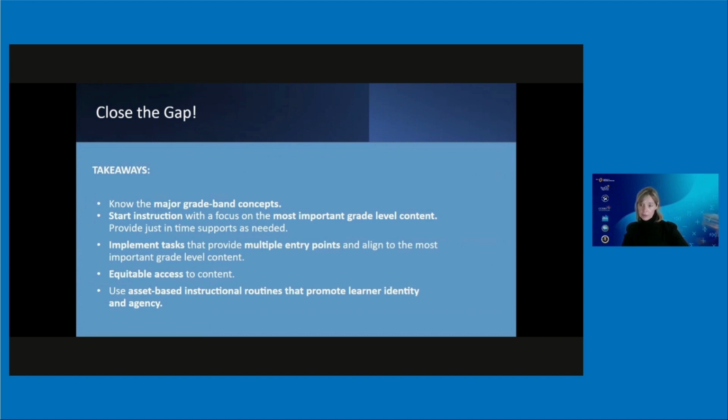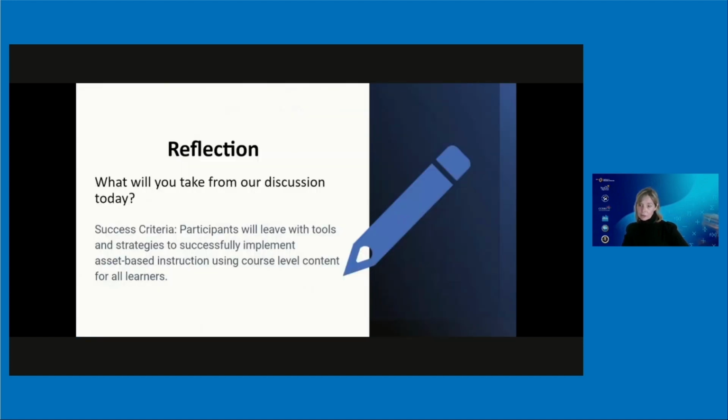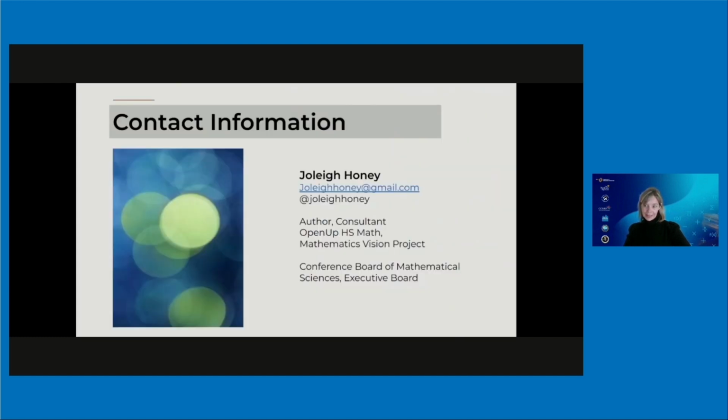I would love for you to also think about a reflection. So, if we are thinking about what are some tools or strategies, whether it's for your own classroom or for teachers that you support, what will you do? What action step will you take from today to further promote high quality or asset-based instructional routines that's specific to grade level content for students? My name again is Joleigh Honey, and here is my email and my Twitter handle. And we are ready for questions.